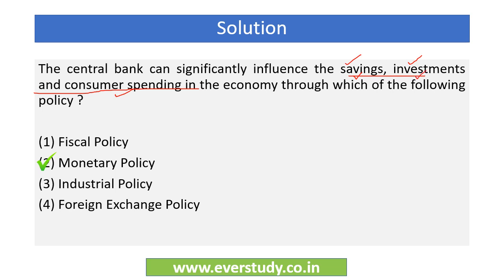But what if the central bank or the RBI reduces the interest rate on loans? So let's say the RBI has made home loans or car loans cheaper. This is going to boost consumer spending. Consumers are going to take more and more loans, and they are going to spend it on buying homes and cars. So it is through monetary policy that the central bank is influencing all these factors in the economy. So the answer to this question is going to be monetary policy.